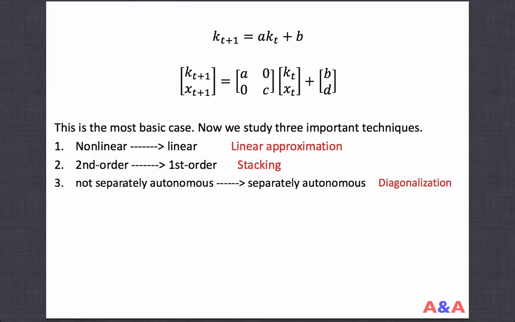And then we'll study how to deal with a system with more than one variable, in which the variables are dependent on each other. A multivariable system in which this coefficient matrix is not a diagonal matrix. And the method is diagonalization. Okay, that's our plan.